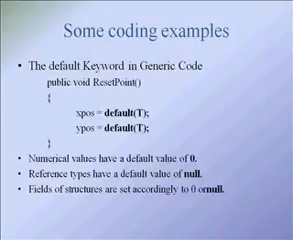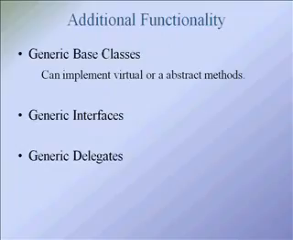Numerical values have a default value of 0. Reference types have a default value of null. Fields of structures are set accordingly to 0 or null. As you can see, this is the default code.